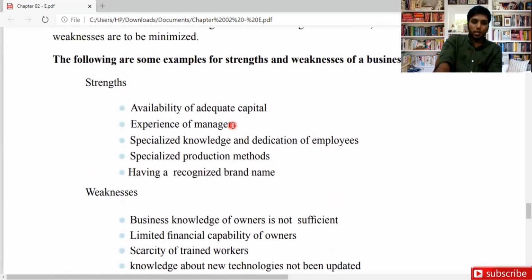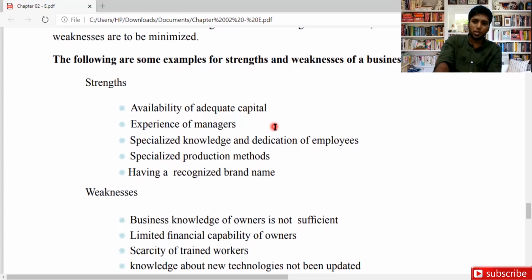Availability of adequate capital. Adequate means enough capital. You have enough capital to invest in business. It's a good thing. Experience of managers. Good experience will make the business strong. Specialized knowledge and dedication of employees. You have good knowledge of what you are doing, so of course you will reduce the wastage. Specialized production methods. You are producing in a different way. That's also a good thing. Having a recognized brand name. You have a good name. That's also a good thing in order to survive on the market.